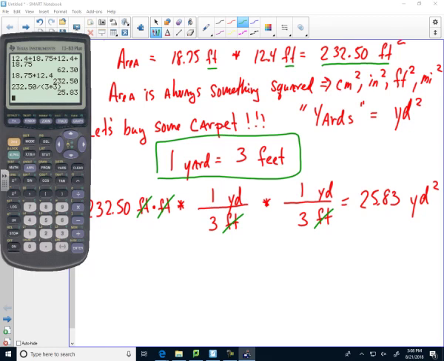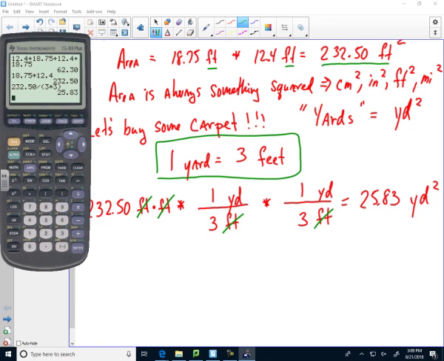And this is actually very useful. So now we know we need 26 yards of carpet. Well, in the carpet business, I don't think they even say yards or square. They just say yards. And everybody understands it's square yards. But it really is square.